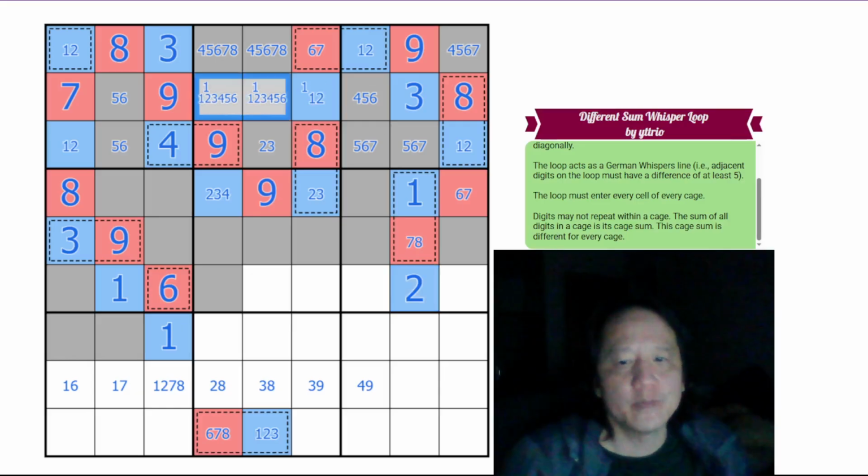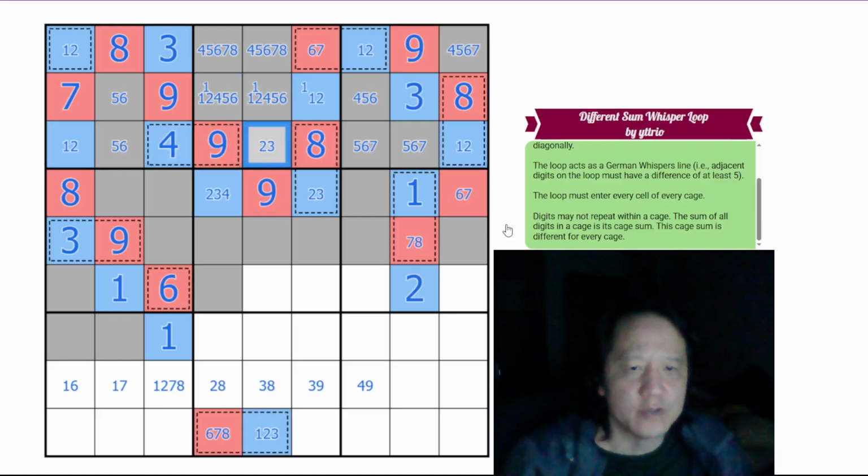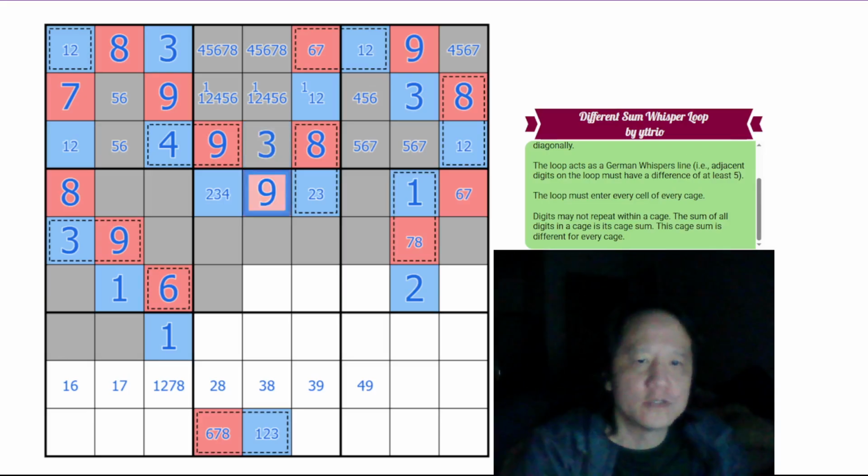3 cannot be here. Where is the 3 in row 3? It has to be this cell here. So this is 3.